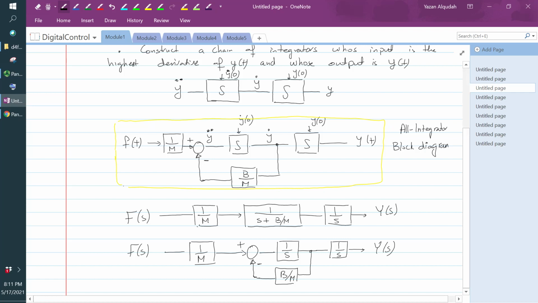Again, the equivalent of this on the side, this is G over 1 plus G multiplied by H. So therefore, this is going to equal 1 over s divided by 1 plus 1 over s multiplied by b over m. I can multiply the numerator and denominator by s. I'm going to get 1 over s plus b over m, which is what we obtained here. So again, anytime I have 1 over s plus b over m, I can represent it with the feedback loop that I have here.